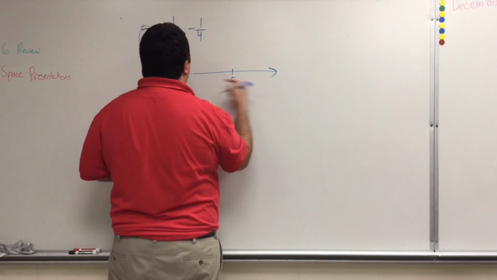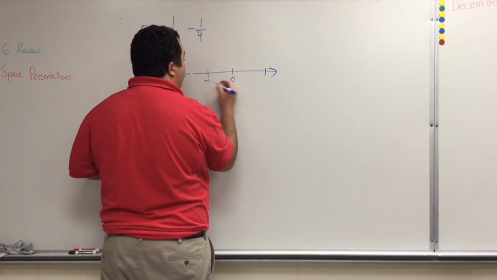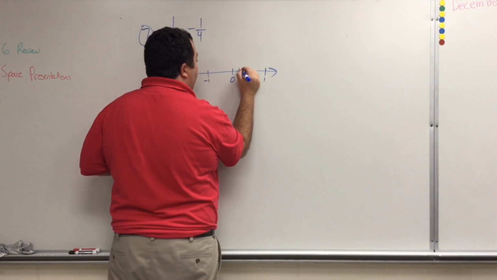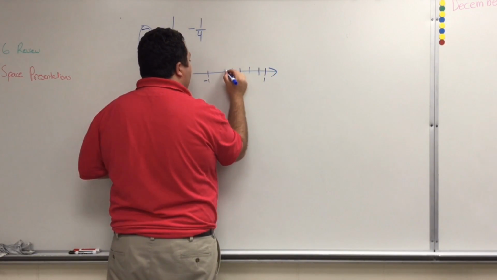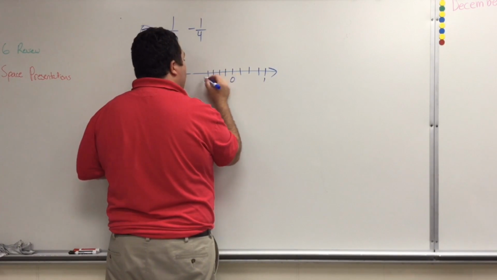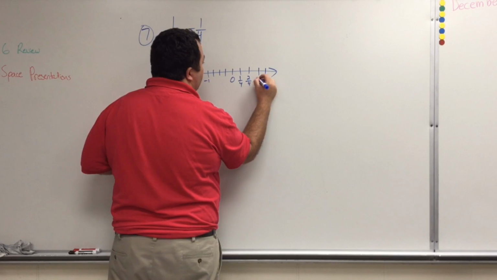And then I know that 1/4 is not greater than 1. So I'm going to go right here to -1 and +1. And I know I can divide these into fourths. So I have 1, 2, 3, 4. 1, 2, 3. 1, 2, 3, 4. Then I'm going to label these 1/4, 2/4, 3/4.